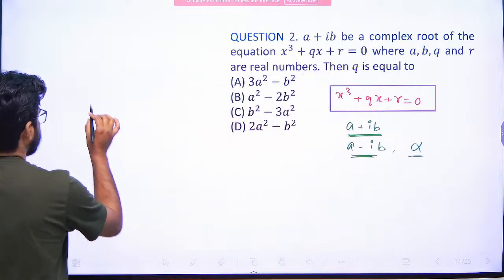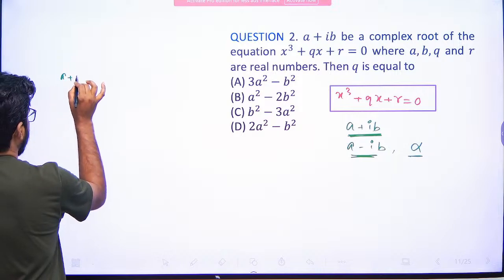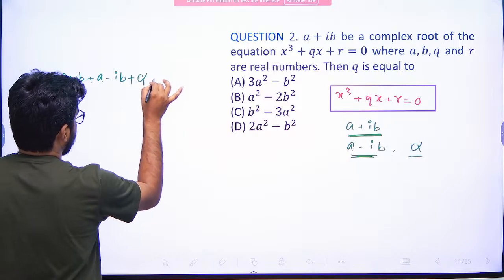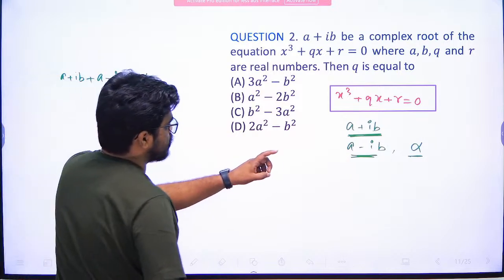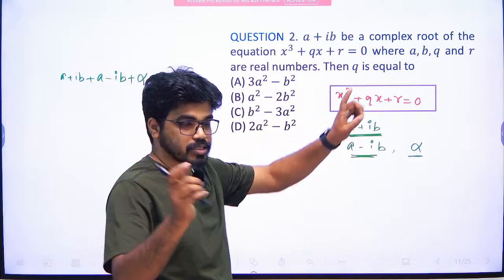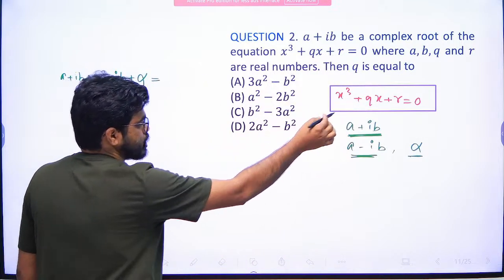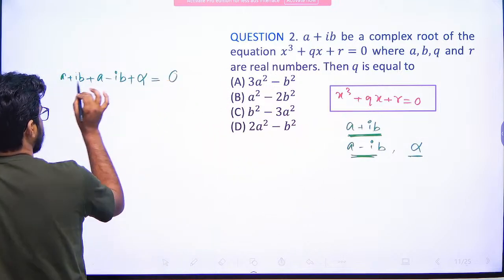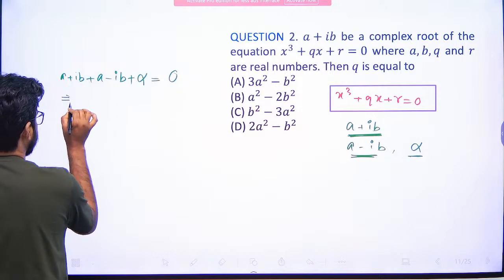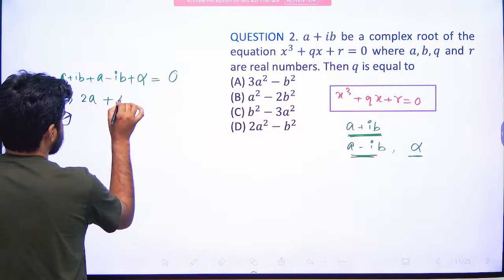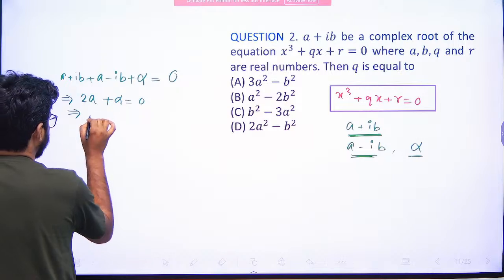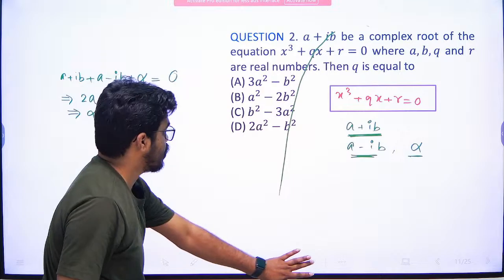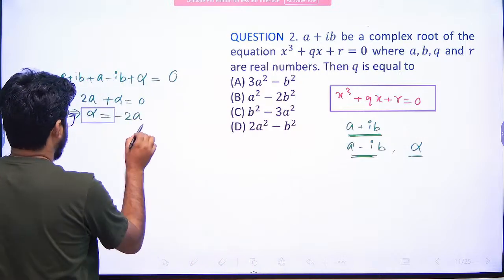So alpha plus beta plus gamma is equal to minus the coefficient of x square by the coefficient of x cube. See, x square is not there, that means the coefficient of x square is 0. So plus i beta minus i beta cancel, that means 2a plus alpha is equal to 0, that means alpha is equal to minus 2a. So alpha is equal to minus 2a.